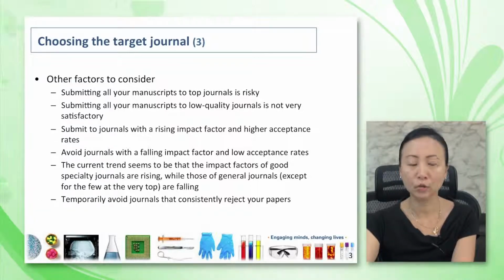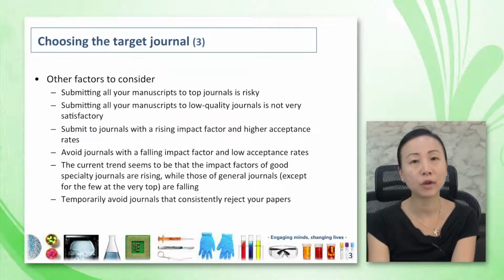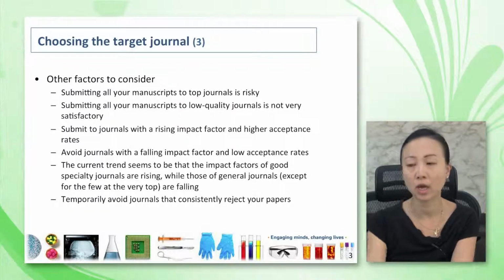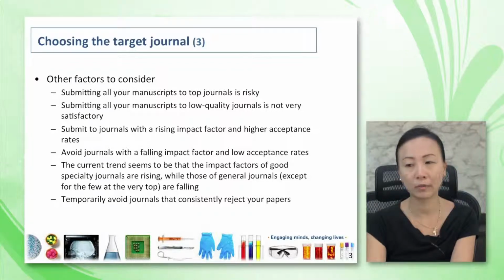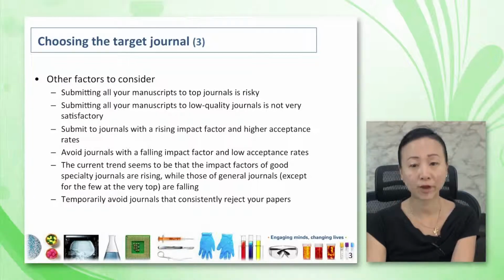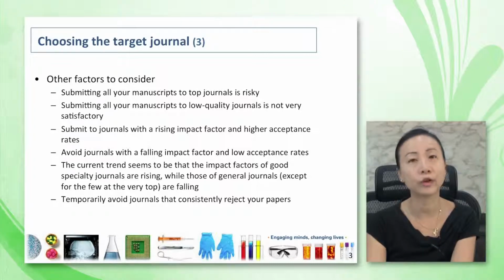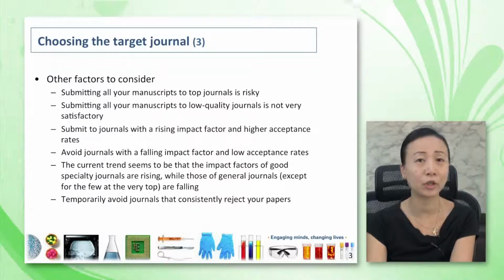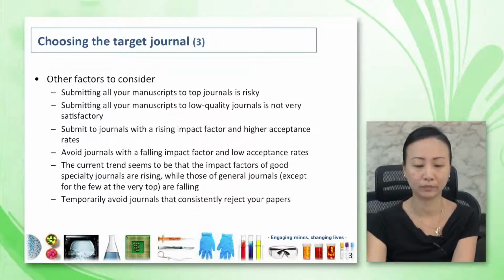You could look for younger journals with rising impact factors. They would tend to have higher acceptance rates as well, as they're trying to establish themselves in the field, while it might be wise to avoid journals with a falling impact factor and low acceptance rates. The current trend seems to be that the impact factors of good specialty journals and interdisciplinary journals are rising, while those of general journals, except for the few at the very top like the Lancet, are falling.